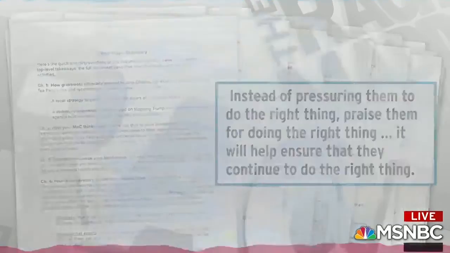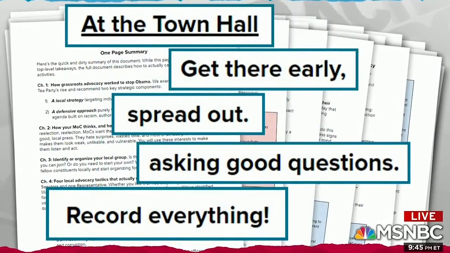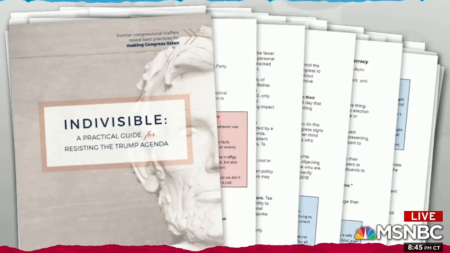Don't know what to say when you call your member of Congress? Here, use this script. Don't know what to do when you go to your senator's town hall meeting? Here, use these step-by-step instructions. Get there early, spread out, ask good questions, record everything. This Google Doc is just 24 pages long. It's called the Indivisible Guide.